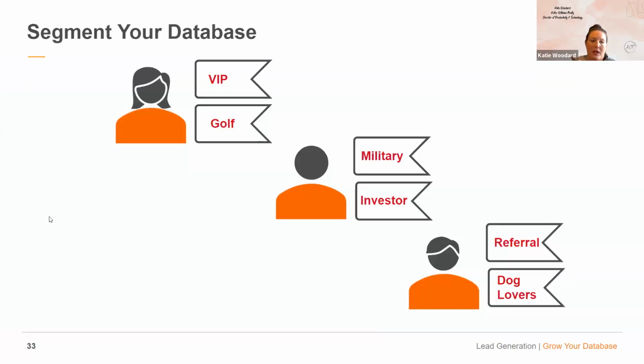Here are some different ways to tag and segment your database. Your VIP people, those are the people that are going to send you business, the repeat clients. Maybe you know somebody from golf, or from the military, a fellow veteran, an investor, a referral, dog lovers. Dog lovers is a little unusual, but if you did an animal event and collected donations for the humane shelter, it would be important to know the people passionate about dogs. These are just some examples of tags you can have in your database.